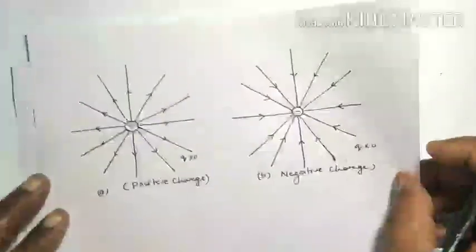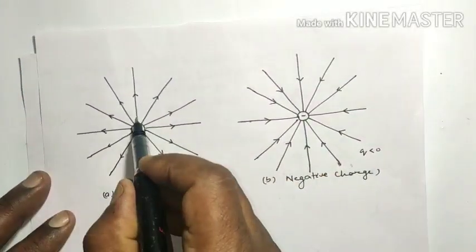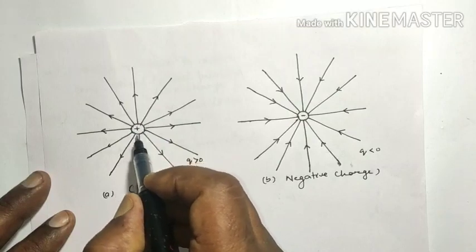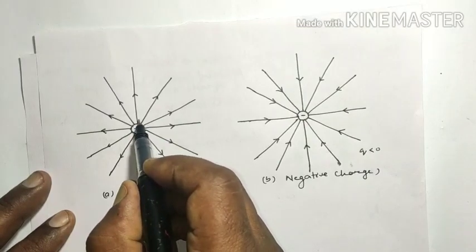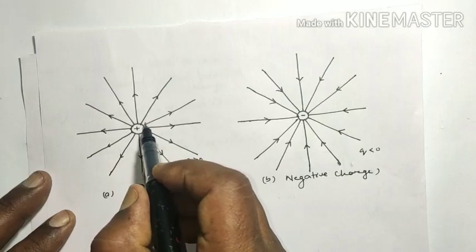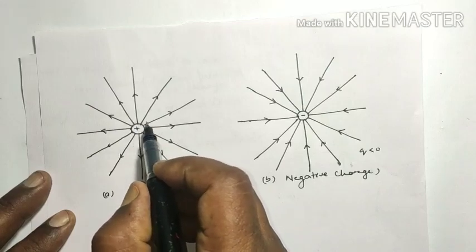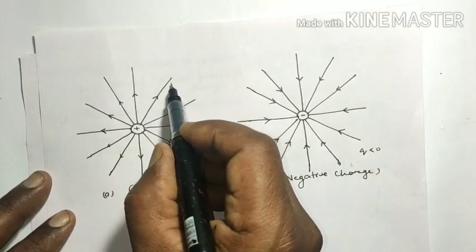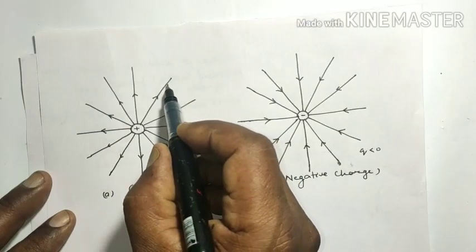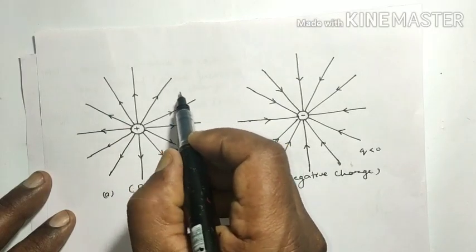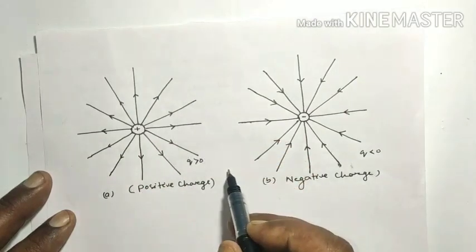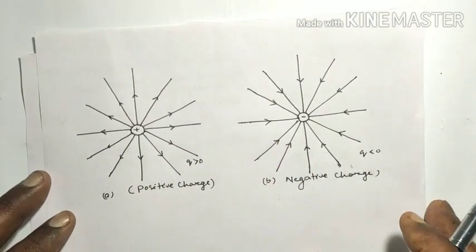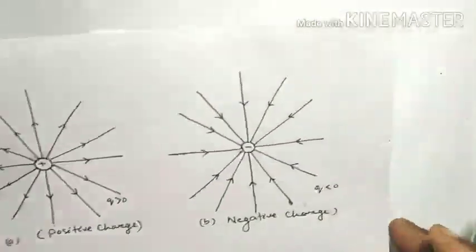In this case, these lines near the charge are close together. So this is the region of stronger field. The field near the charge is stronger. But further away, the field lines are wider and separated. So at the further end, the electric field is weaker. So closeness of lines means a stronger field.